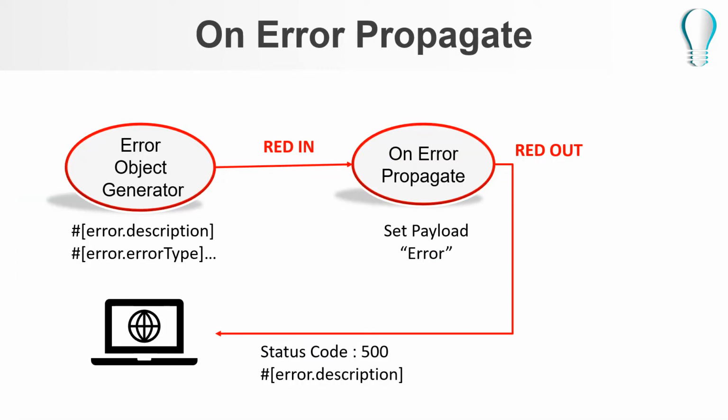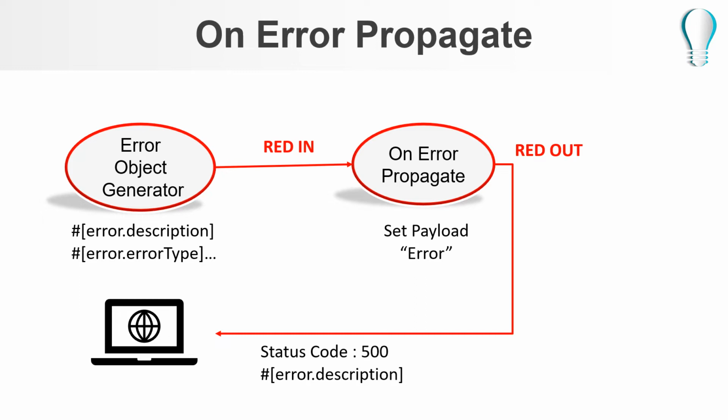There are two types of error handling. One is on error propagate and one is on error continue. So let's understand them in depth first. What does on error propagate do? Your error object generator, when it generates an object, as we saw, generates five components. For us, we need to know description and error type. Then it goes to on error propagate.